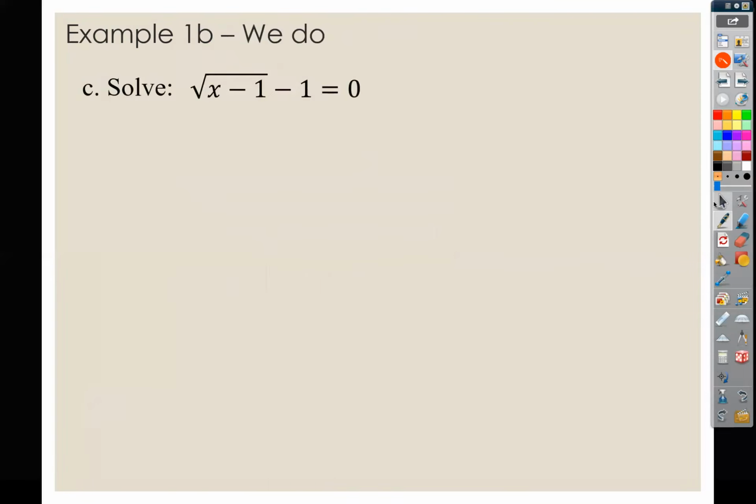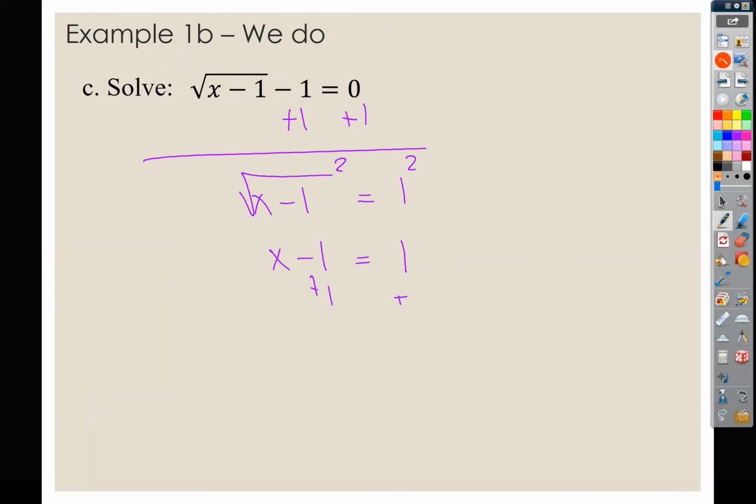All right, 1b, the square root of x minus 1 equals 0. So we need to isolate the radical. So I'm going to add this 1 to both sides. So I get the square root of x minus 1 equals 1. Square both sides once it's isolated. You get x minus 1 equals 1 squared, which is 1. Add 1 to both sides, and you get x equals 2.